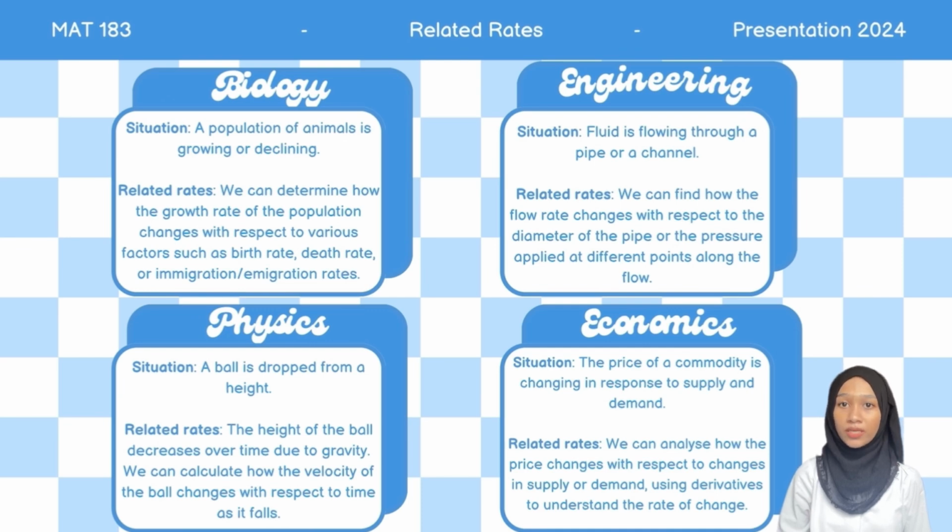Third, physics field. The situation is a ball is dropped from a height. The height of the ball decreases over time due to gravity. With related rates, we can calculate how the velocity of the ball changes with respect to time as it falls. Lastly, economics field. The situation is the change in price of a commodity in response to supply and demand. Related rates help us analyze how the price changes with respect to changes in supply or demand, using derivatives to understand the rate of change.